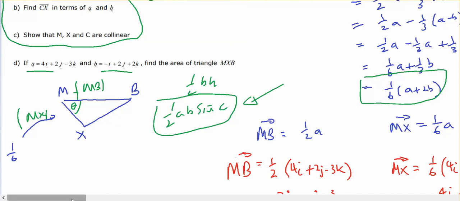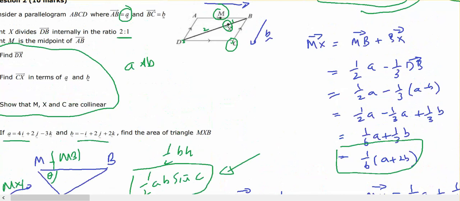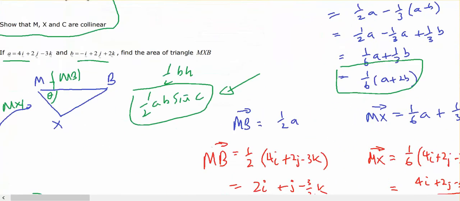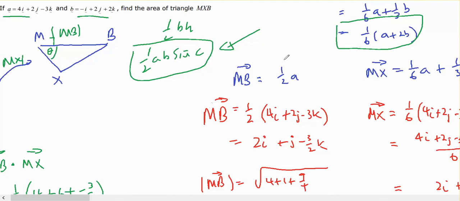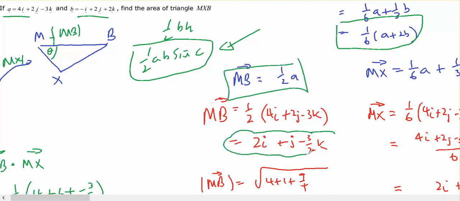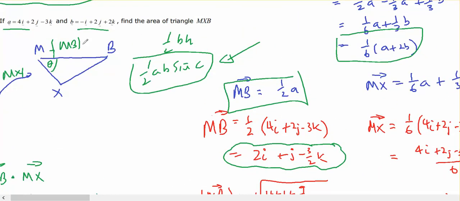So, MB, I know from up here, it's MB is 1/2 times A. Therefore, this is going to be MB. And using my calculator, the magnitude of MB is √29/2. So the magnitude of MB is √29/2.